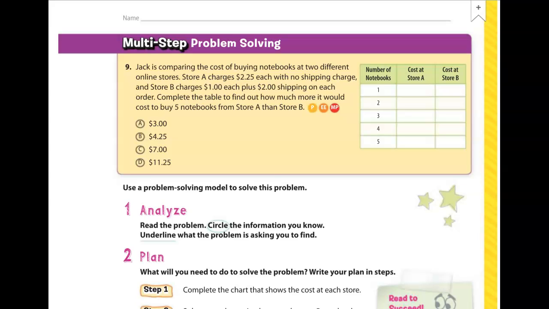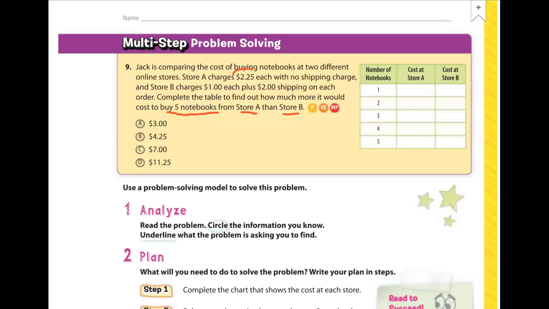Okay, so the answers don't really matter at this point. The first thing we have to do is go back and make sure we know what we're being asked to find. I'm going to look at the last sentence. It says to compare what buying 5 notebooks from store A and store B would be. To do that, we're going to have to complete the table. So let's look at store A.